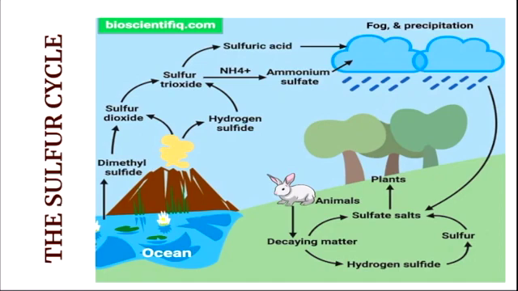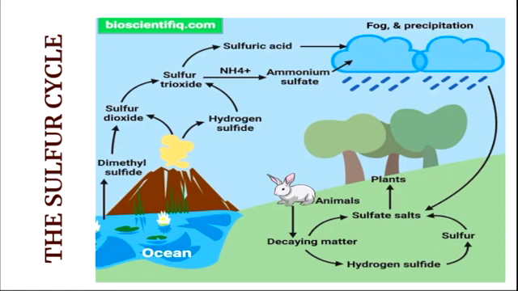And the crazy thing is that sulfur trioxide then has 2 more paths that it can take. The first being it either can directly become sulfuric acid, which goes into fog precipitation, or with help of NH4+, it can become ammonium sulfate, which will also go into fog precipitation.